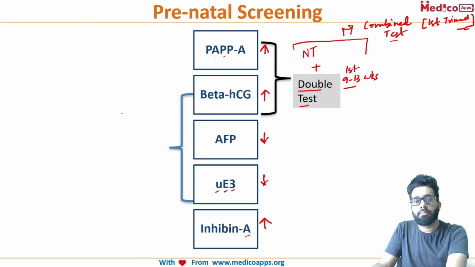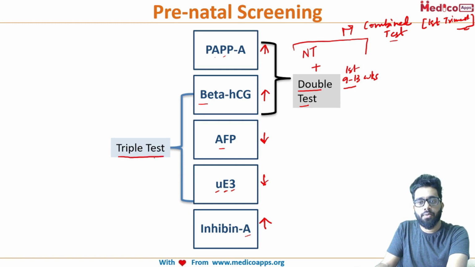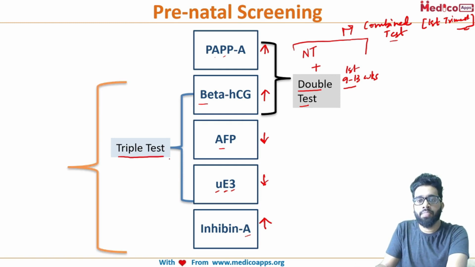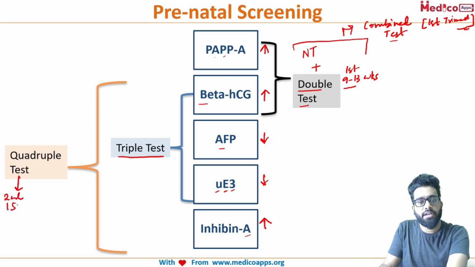When you combine beta HCG, AFP and unconjugated estriol, this is called the triple test. Some institutes do this also, but remember, beta HCG, AFP, unconjugated estriol and inhibin A together is called the quadruple test. This is done in the second trimester, somewhere between 15 to 18 weeks. When the quadruple test is combined with the combined test.